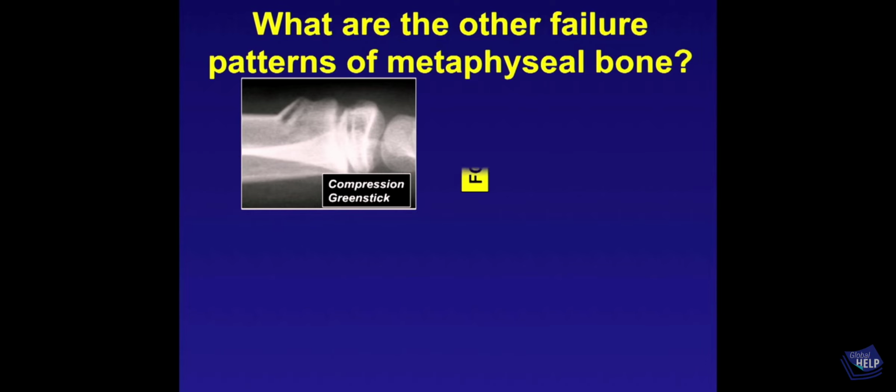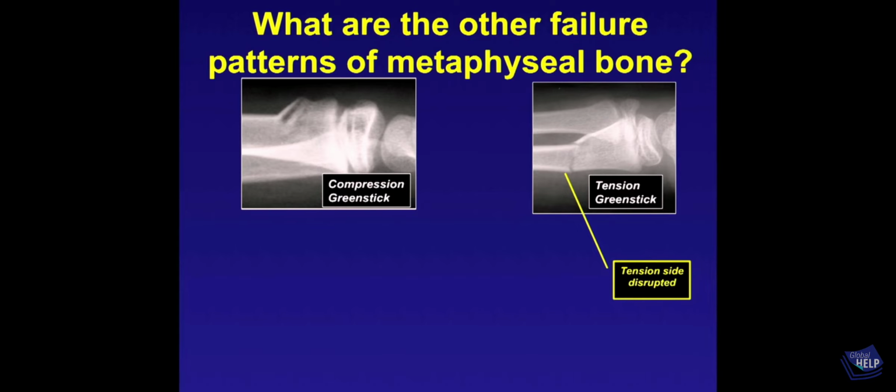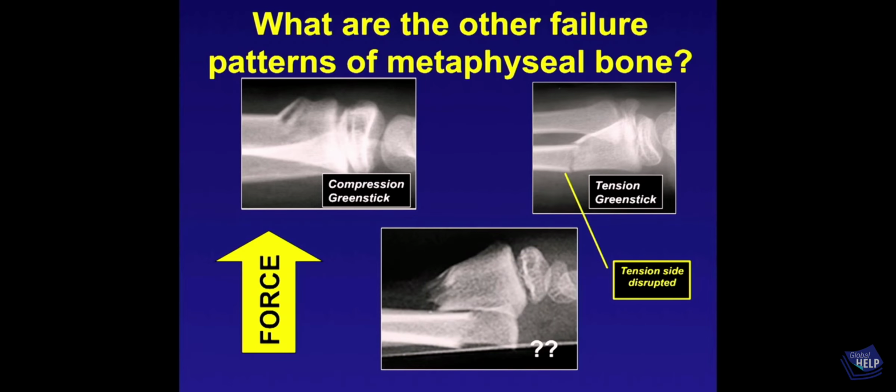So now, if you have an increasing force, what fails next? Well, this is a tension green stick because now it fails. You have enough force that it has caused an avulsion or failure on the tension side. And if you have a really severe force, what fails? Well, both cortices will fail, and so you'll get a complete bicortical failure with complete displacement, and then you'll get shortening because you have no internal or intrinsic stability.